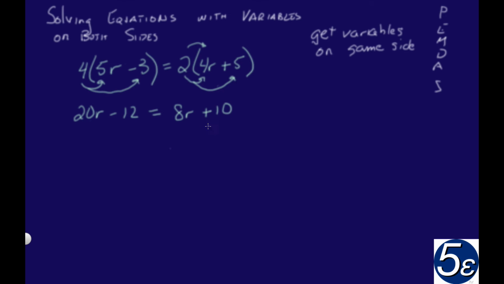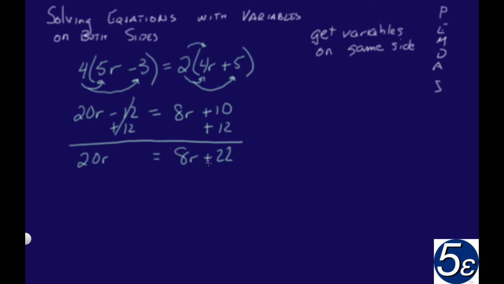So now we have an equation that looks like the previous one. What we'll do is try and move the 12 over to the right side, so we'll basically add 12, because we like working with the addition there. What we do to one side, we must do to the other. When we do that, we end up canceling this out. We end up with 20r on the left side, and we end up with 8r plus 22 on the right side.